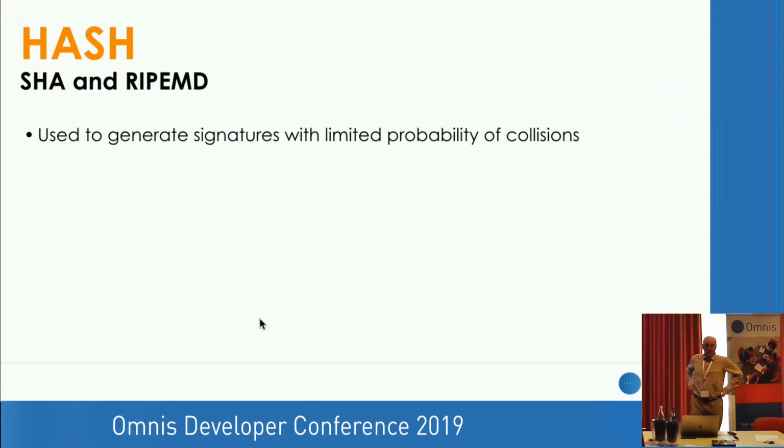SHA and write message digest. These will basically be used for generating signatures with a limited probability of collisions. Hopefully very limited. There are some cases, but generally they're very good.